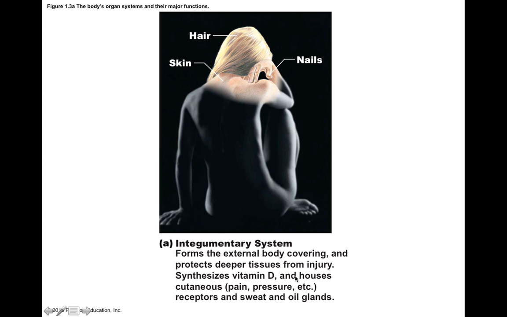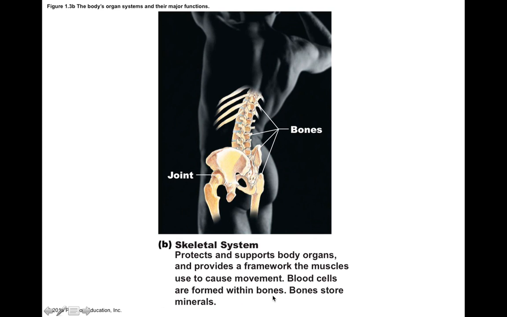Your skin also houses cutaneous receptors, like for pain, pressure, vibration, temperature, and touch. You can use your skin to actually receive that kind of information. And we also have different types of glands within our skin, like sweat and oil glands, which have a variety of functions.